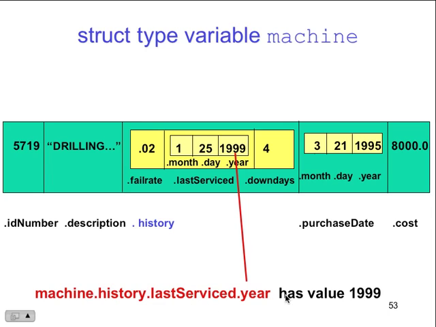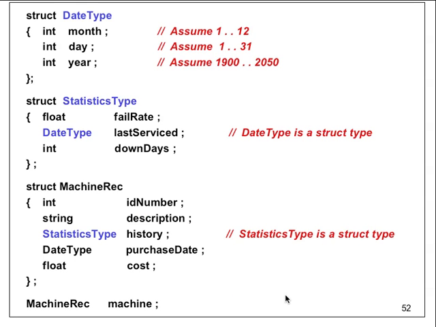So we can say machine.history.lastservice.year. They can't do this in C++. Well, can you do this in Java? You can nest a class inside of a class. I don't think you can. So, but you can do a structure inside of a structure inside of a structure.